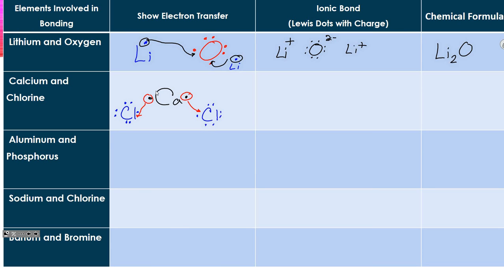And I'm going to take that 1 electron and move it to that other chlorine. So in this one right here, I'm going to have a Cl that has 8 around it with a minus charge. I'm going to have a calcium with nothing around it but a +2 charge. I'm going to have a Cl with 8 around it with a minus charge. So how am I going to write that formula?